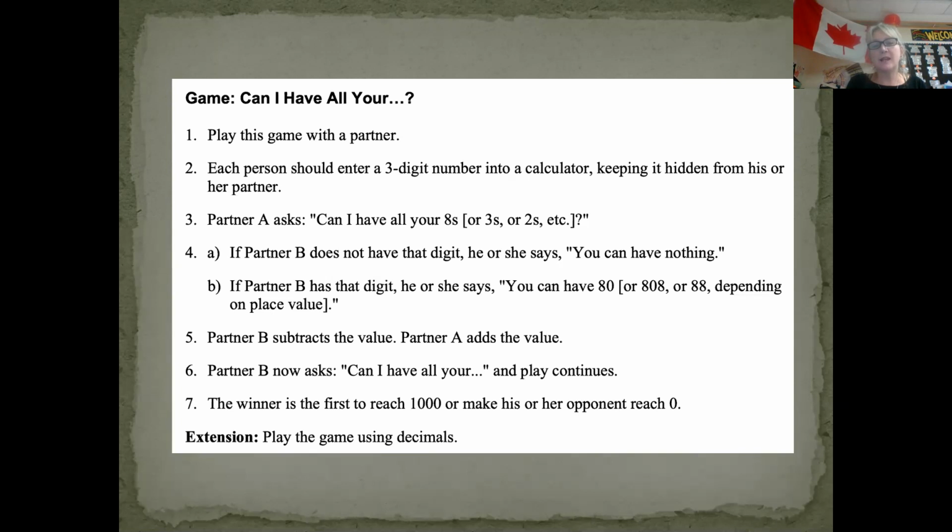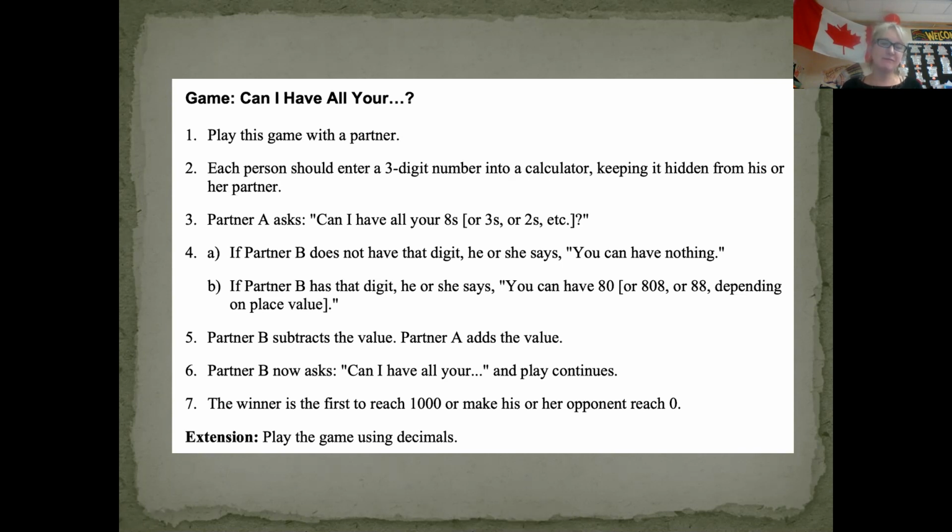And they're just going to ask, can I have all of your 8s? So if they don't have the digit, you can have nothing. But if they do have that digit in their calculator, then they're going to tell them how much they can have. So if the 8 is in the tens place, they're going to say you can have 80. So partner B is going to subtract 80 and partner A is going to add it. That's going to change partner A's number, and partner B's hopefully will have an elimination and bring it to the 0. And now partner B's turn.